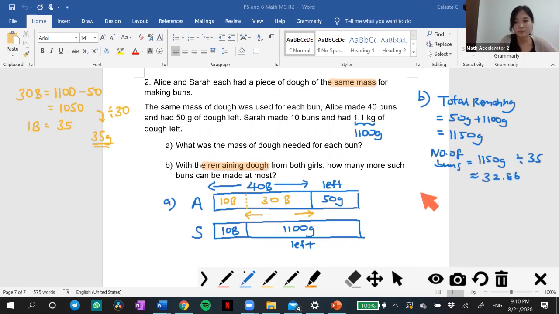Round up. Round down. Okay, round down is the correct answer. You should have 32 buns. Why? Because this 0.86 means that you can only make 0.86 of the bun, halfway or more than halfway. So you cannot finish making it. So you should round down because you don't have enough dough for the 33 buns. So you can only have 32 buns.